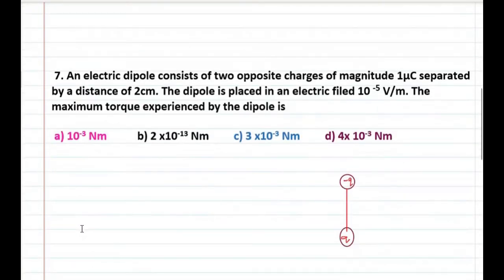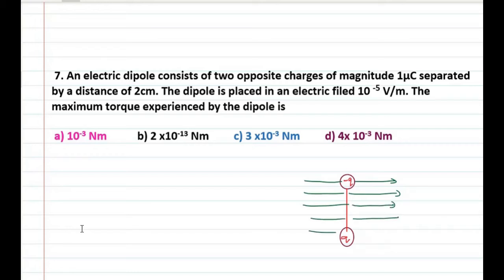Okay. Now, an electric dipole consists of two opposite charges of magnitude 1 microcoulomb separated by a distance of 2 centimeter. The dipole is placed in an electric field of 10 to the power of minus 5 volt per meter. What is the maximum torque experienced by the dipole? So it is placed in a uniform electric field, and you have to find the maximum torque.